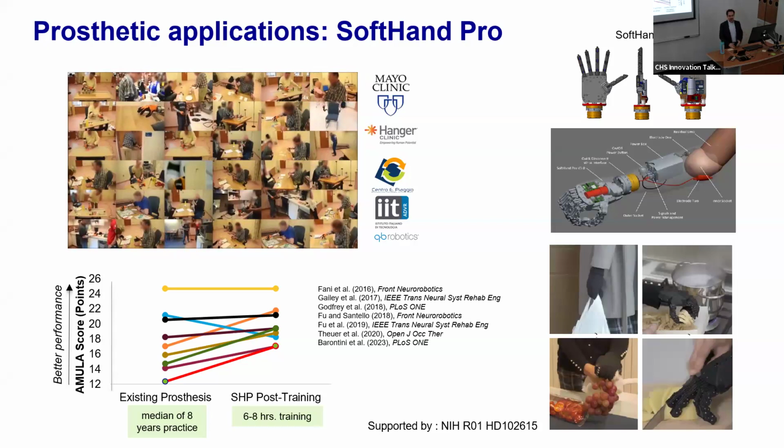But of course, we cannot look at the data yet because we need to wait for the end of the clinical trial. So 2.5 years from now, we should know whether this is, as we hypothesize, a good alternative to commercial hand prostheses.